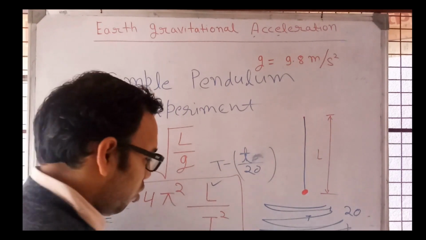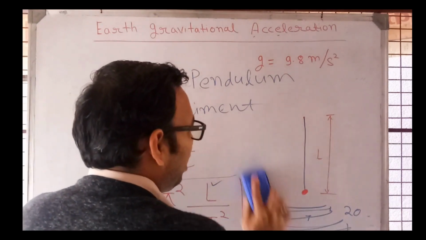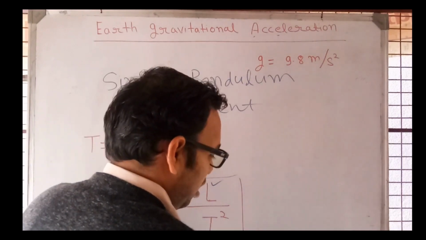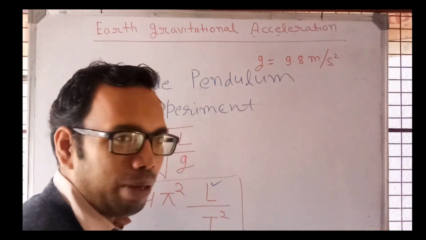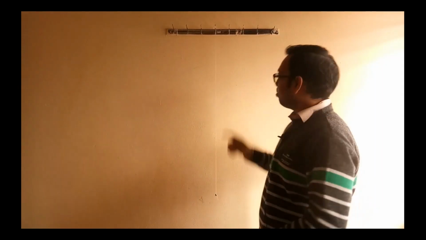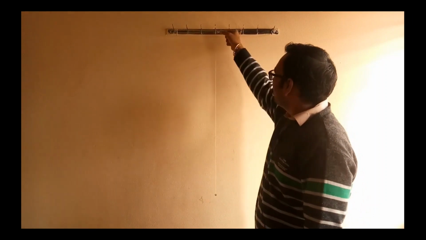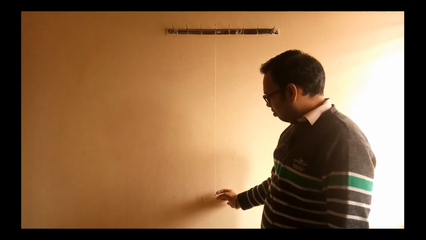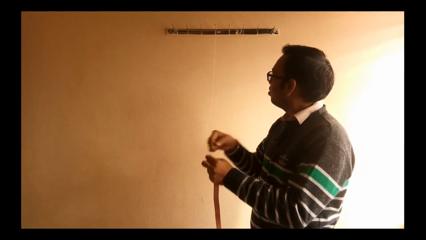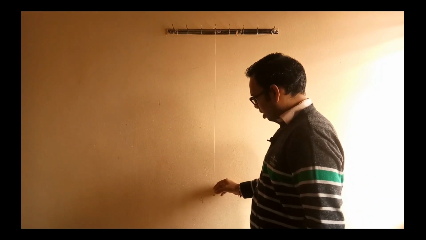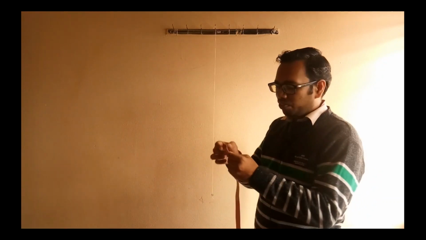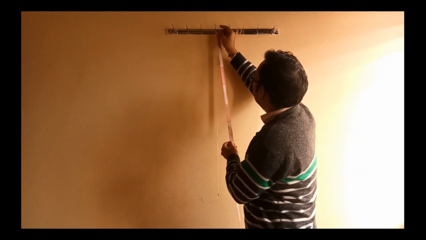So for getting this T, we will go for our experiment. Friends, this is my setup, one pendulum. You can see this is one nut, and I kept this nut with the help of a thread. First we will measure the length of this thread, from the top.